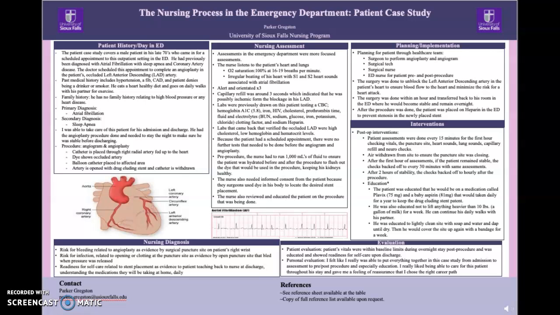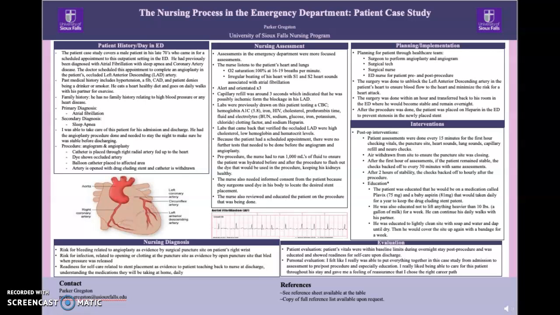Planning for the patient through a healthcare team, there was a surgeon to perform the procedure, a surgical tech, a surgical nurse, and then the ED nurse and I were there for him pre and post procedure. The surgery was done to unblock the LAD artery in the patient's heart to ensure blood flow to the heart and minimize the risk for a widowmaker heart attack. The surgery was done within an hour, and he was transferred back to his room in the ED, where he would remain overnight and become stable before discharge. After the procedure was done, the patient was placed on heparin in the ED to prevent stenosis in the newly placed stent.